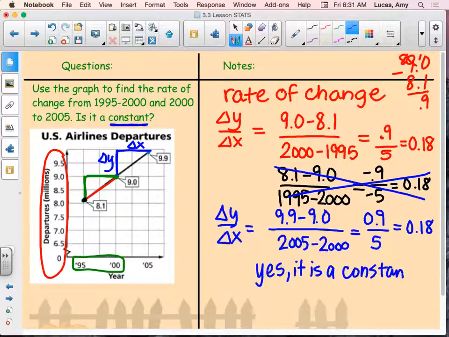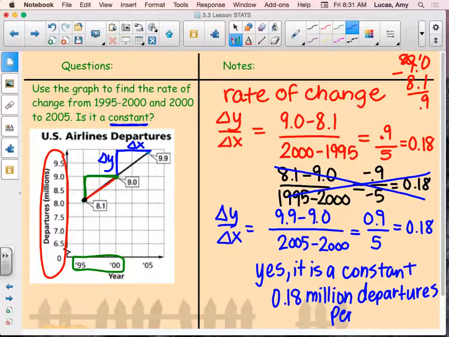And it is a constant 0.18, and I would have to say this is million departures per year, because that is what we were talking about in this table. So make sure that you are able to understand the meaning of the rate of change, whether it's coming from a table or a graph.